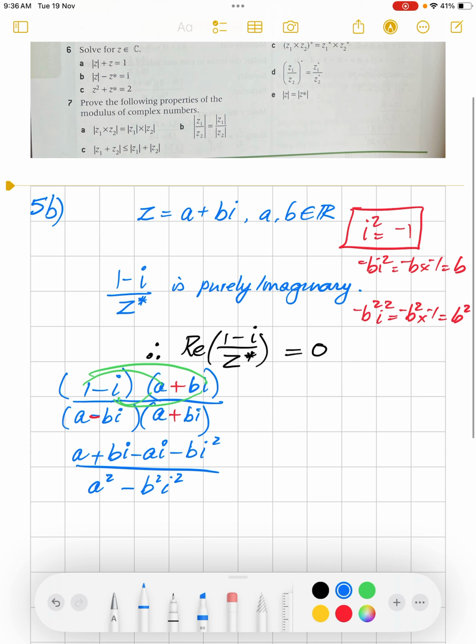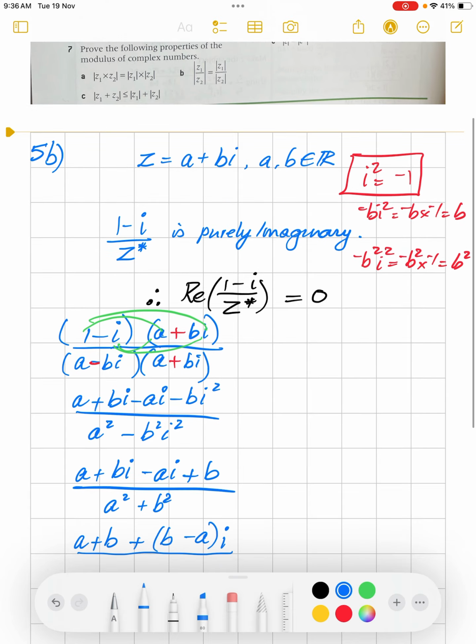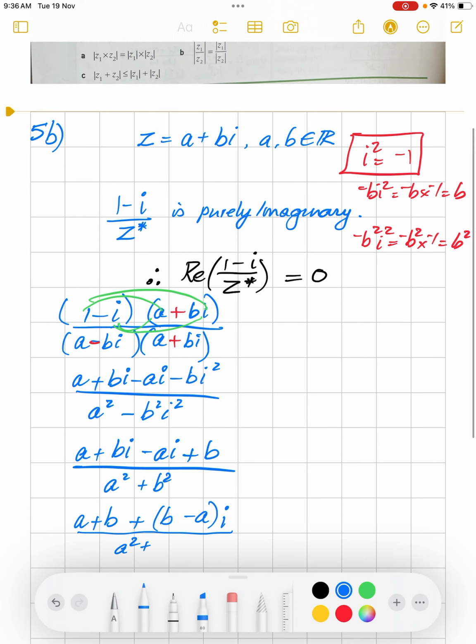So let's replace those. We've got a plus bi minus ai, and we replace that with plus b. And instead of a squared minus b squared, it becomes a squared plus b squared. Okay, let's take the real components together, and we've got a plus b as the real components, and the imaginary components is b minus a, and that's all over a squared plus b squared.